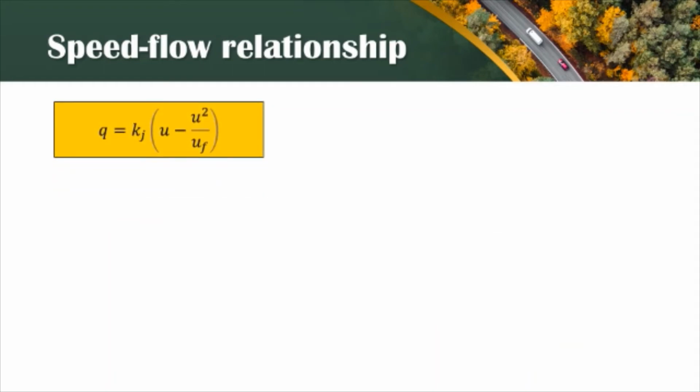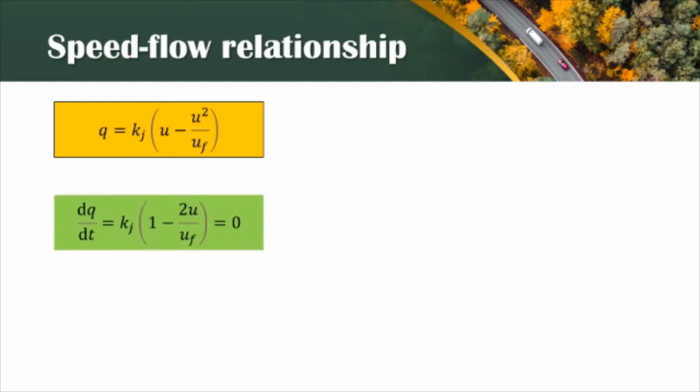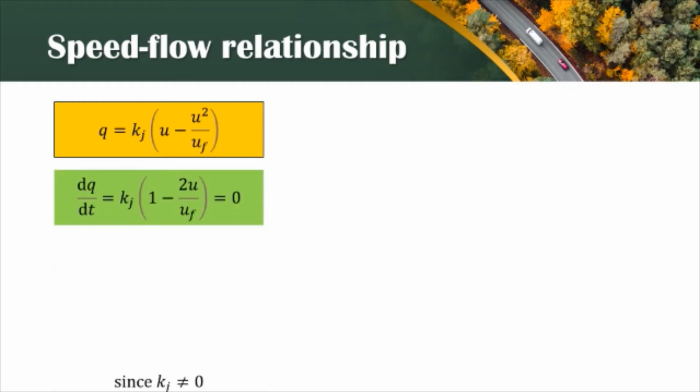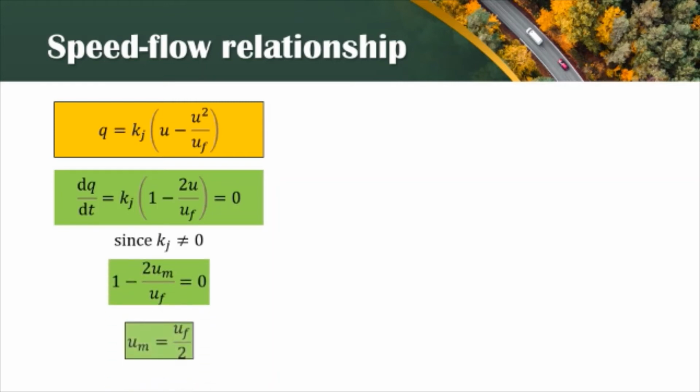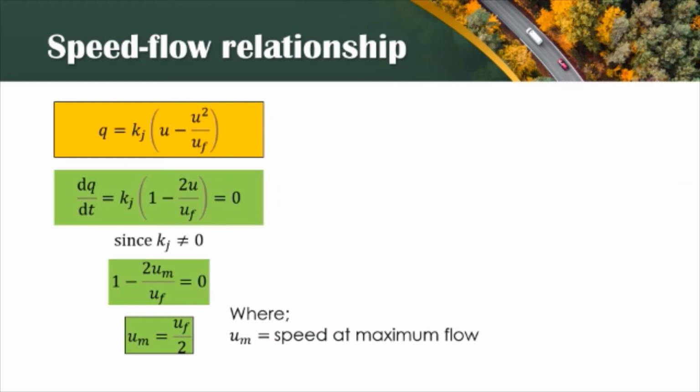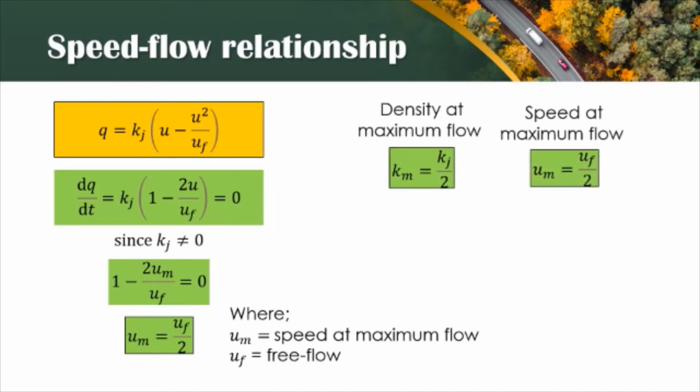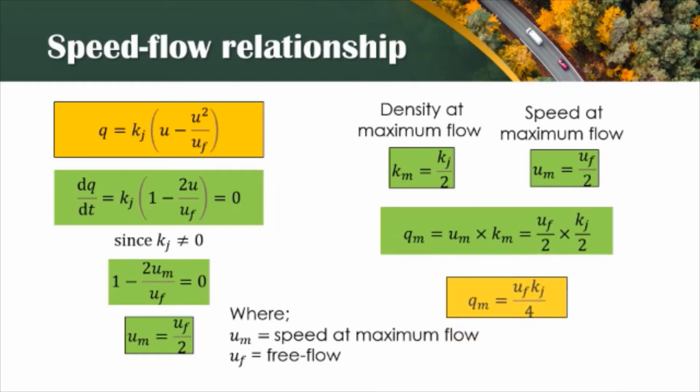In order to find the speed at maximum flow, this equation is differentiated and put equal to 0. So U sub m is equal to U sub f over 2, where U sub m is the speed at maximum flow and U sub f is the free flow speed. So combining the equations of density at maximum flow and speed at maximum flow, the expression for maximum flow is derived as Q sub m is equal to U sub f times kj over 4.